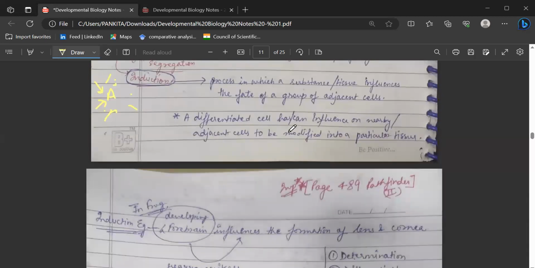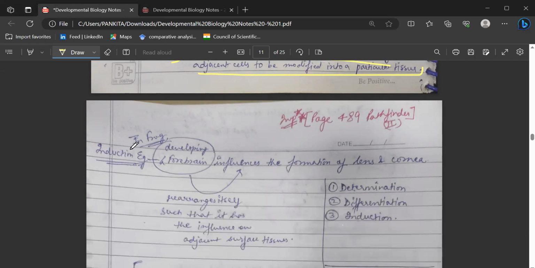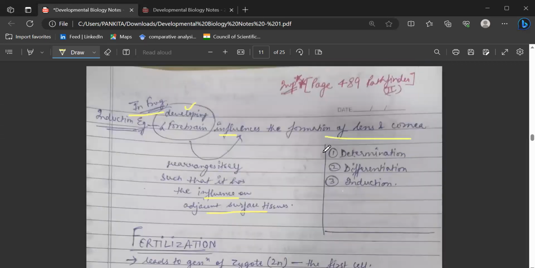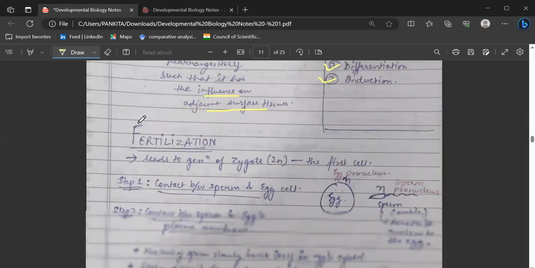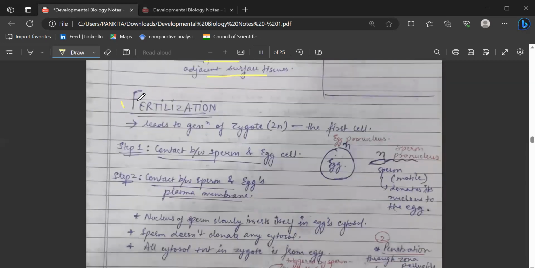A differentiated cell can have an influence on the nearby cells to be modified into a particular tissue, just like induction. For example, in frogs, the developing forebrain influences the formation of lenses and cornea. The cells which form the forebrain rearrange themselves so that they influence adjacent surface tissues, and they form the lenses and cornea. So the steps involved here are: number one is determination, number two is differentiation, and number three is induction.